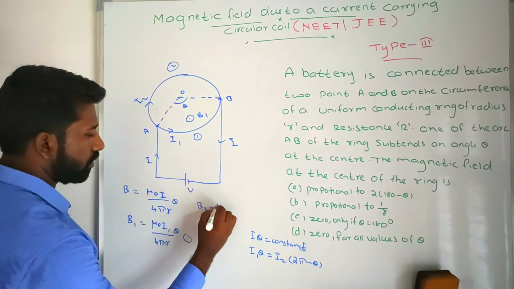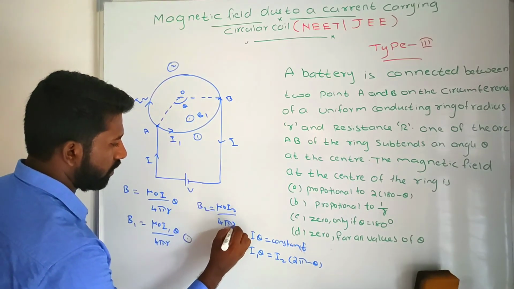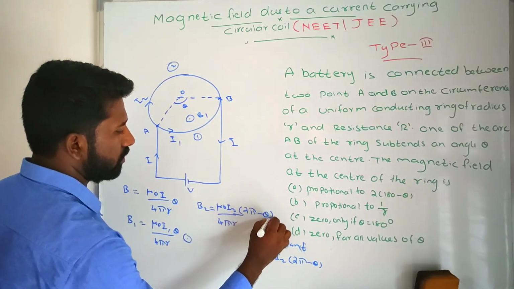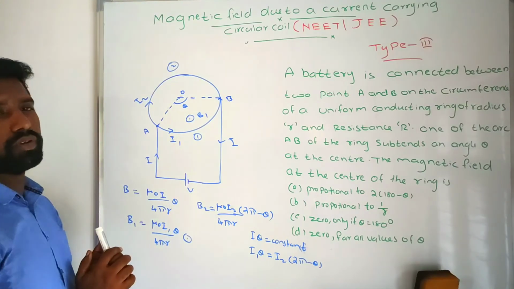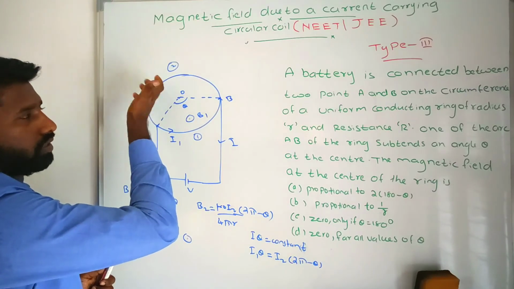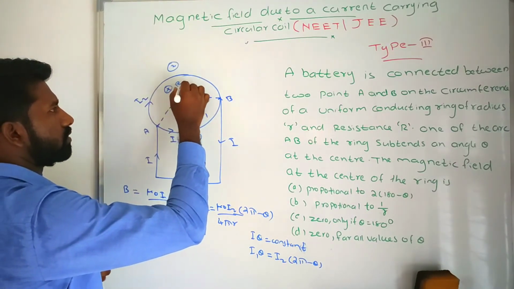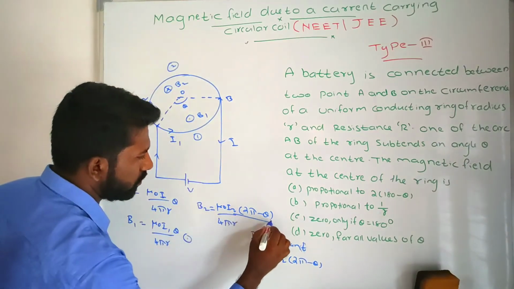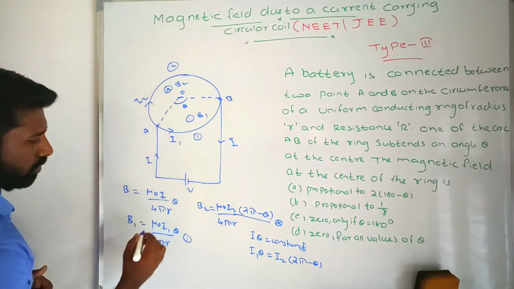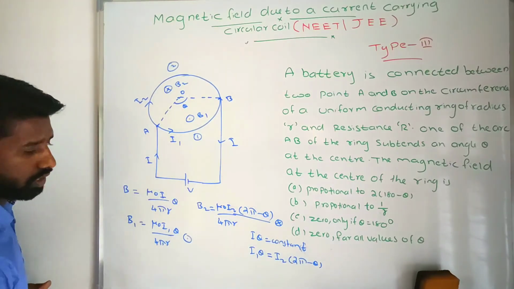So B2 is equal to mu 0 I2 divided by 4 pi r into, what about the angle? That is 2 pi minus theta. Okay, the direction can be found out by the right hand thumb rule. Thumb in the direction of current, curl the fingers. Here it is going into, here it is coming out. So the B2 direction is like this. So B2 is going into it. Okay. So in this, the only variable factors are I1 and theta. That is already equal, like that we got.